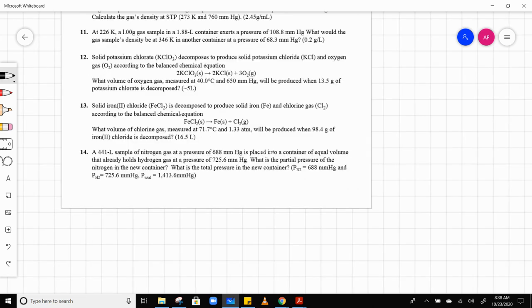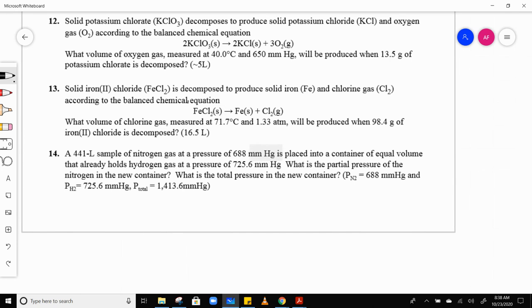Number 14. Okay, number 14 says a 441 liter sample of nitrogen gas at a pressure of 68 millimeters of mercury is placed into a container of equal volume that already holds hydrogen gas at a pressure of 752.6 millimeters of mercury. What is the partial pressure of the nitrogen in the new container? What is the total pressure in the new container? Oh my goodness, this is a hard one.